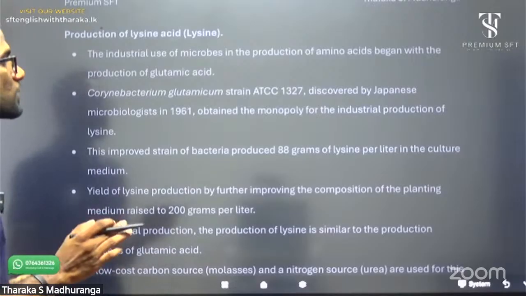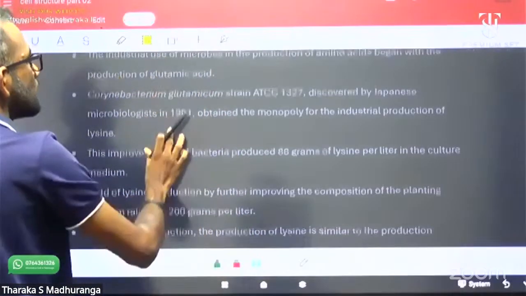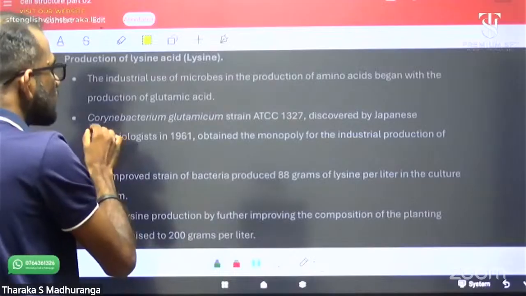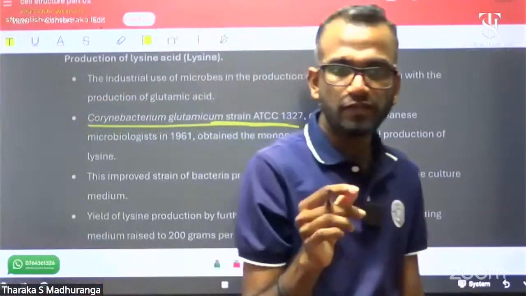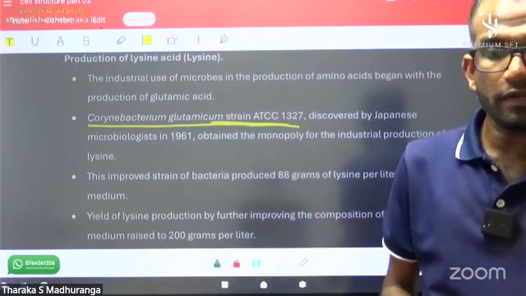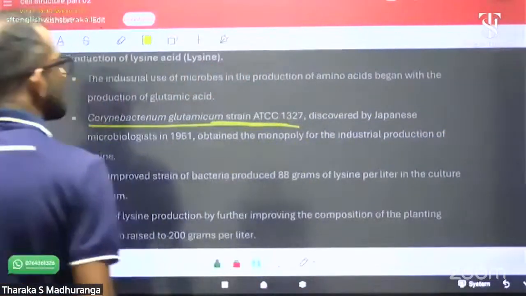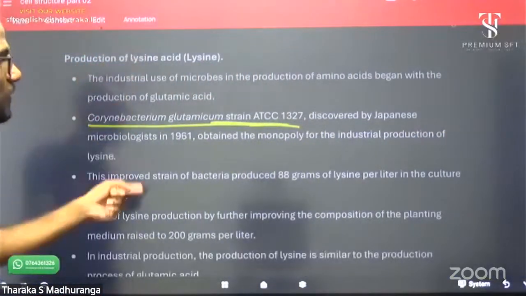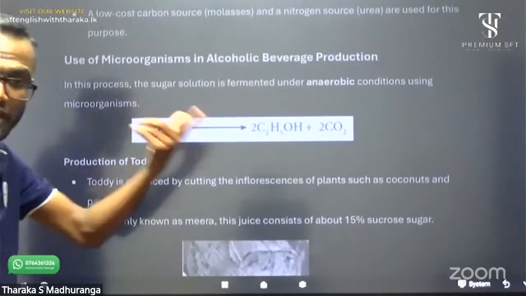Okay, lysine production. For lysine production, remember the same bacterium, Corynebacterium glutamicum, a different strain. The ATCC 13287 strain is used for lysine production. Maybe I'll explain the production in the next genetic engineering part.